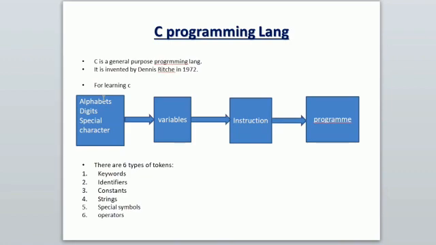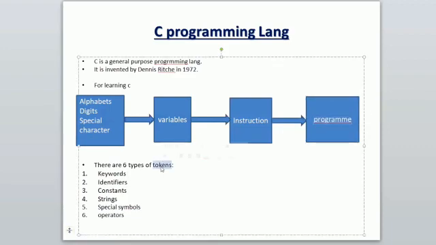Then using the 3-4 words, we are going to form a single sentence, and using multiple sentences, we are going to write a paragraph. Similarly, if you want to learn the C language, you have to learn first alphabets, then digits, then special characters in C, then variables in C, then instructions in C, and using the set of instructions you have to write the program. Okay, so इसमें first आता है token.